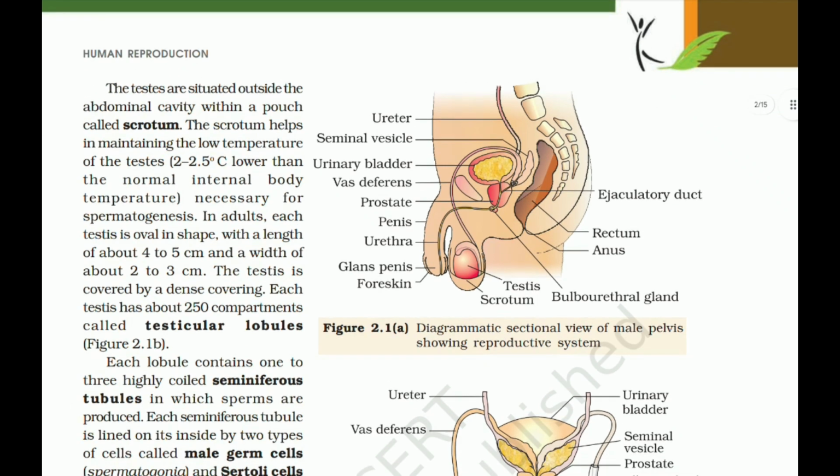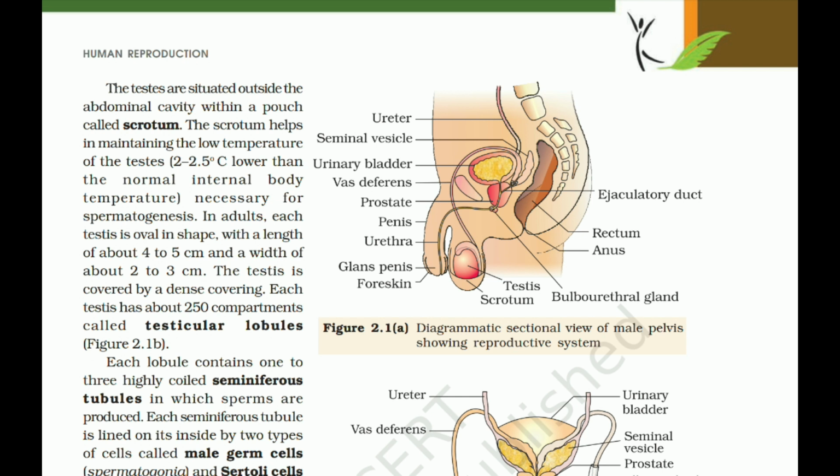In adults, each testis is oval in shape with a length of about 4 to 5 cm and width of about 2 to 3 cm. The testis is covered by a dense covering. Each testis has around 250 compartments called testicular lobules.